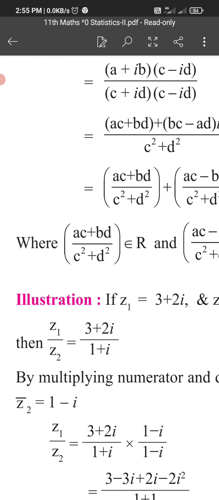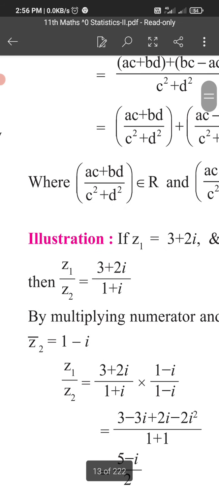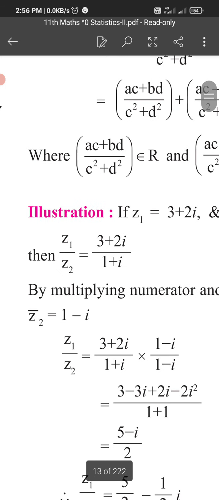Then solving this: 3 into 1, that is 3, 3 into minus i, that is minus 3i, 2i into 1, that is 2i, and minus 2i into i, that is minus 2i square, upon 1 square minus i square, that is plus 1. 2i square, i square is equal to minus 1. Minus 1 into minus 2, that is plus 2. 3 plus 2, that is 5. And minus 3i plus 2i, that is minus i, upon 2.